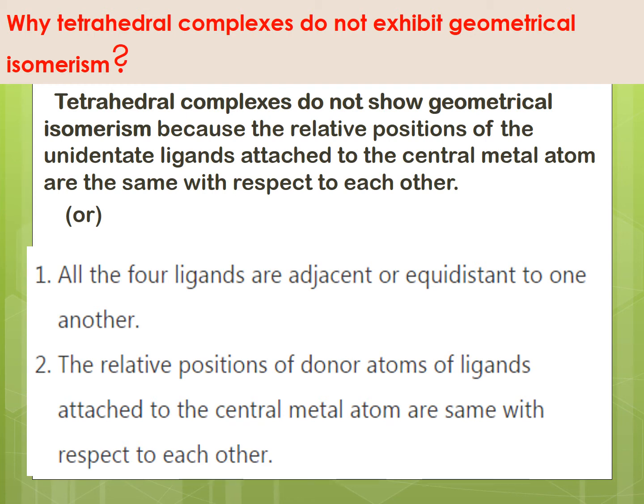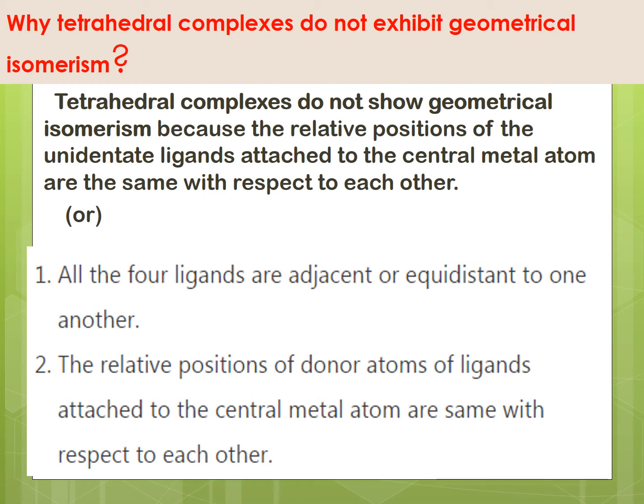Why do tetrahedral complexes not exhibit geometrical isomerism? See, geometrical isomerism is also termed cis-trans isomerism. In this isomerism, when similar groups take up adjacent positions, it is a cis isomer. When the similar groups attached to the central metal atom take up opposite positions, it is a trans isomer.